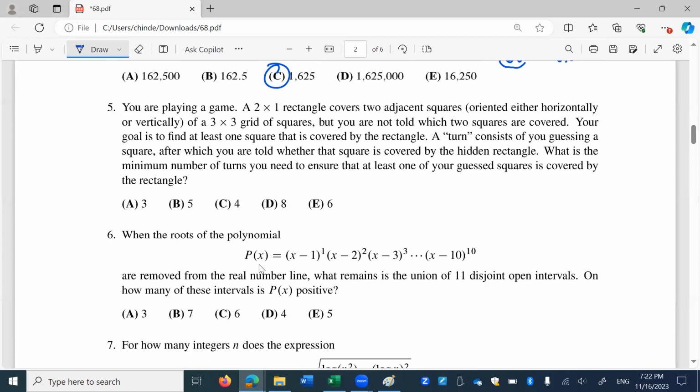Okay, in this game, there's 1 domino on a 3x3 grid. We don't know which squares are covered, but we want to find at least 1 square that is covered. And so we're going to guess a square. What's the minimum number of turns we need?